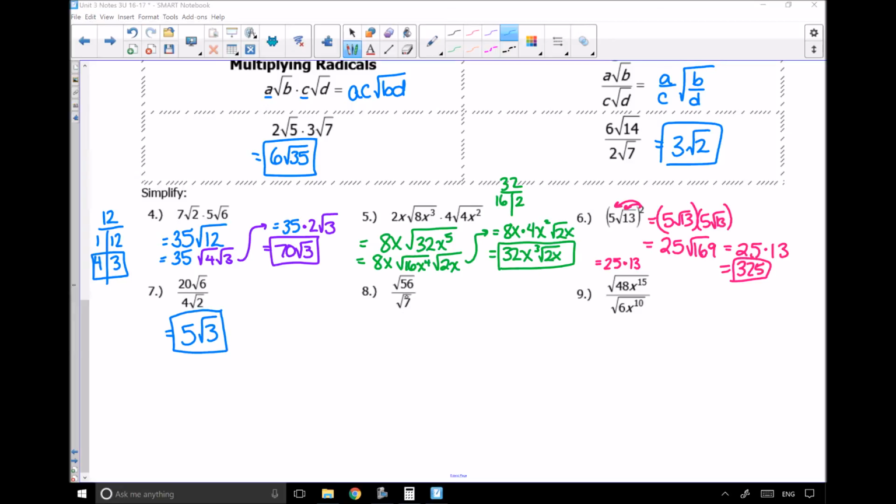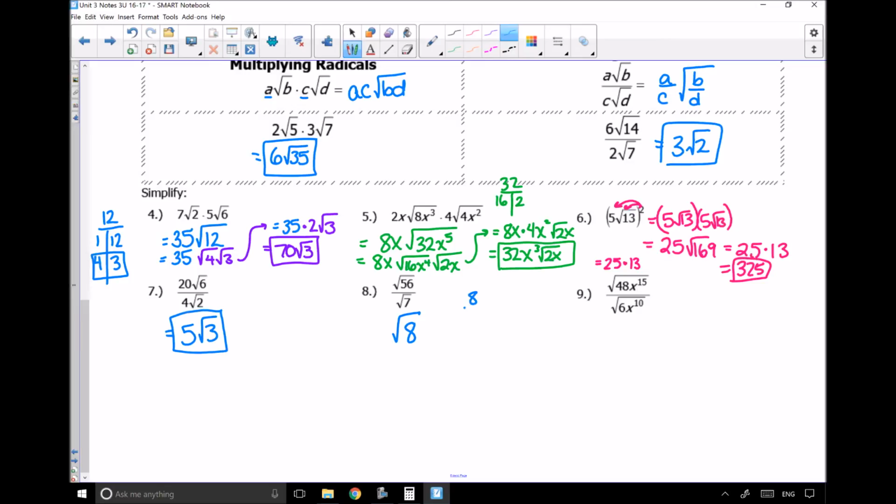Okay, number 8, square root of 56 divided by the square root of 7, they technically have invisible coefficients of 1. 1 divided by 1 is still 1. I don't really need to write it. And then 56 divided by 7 is 8. So I'm going to get the square root of 8 as my answer.